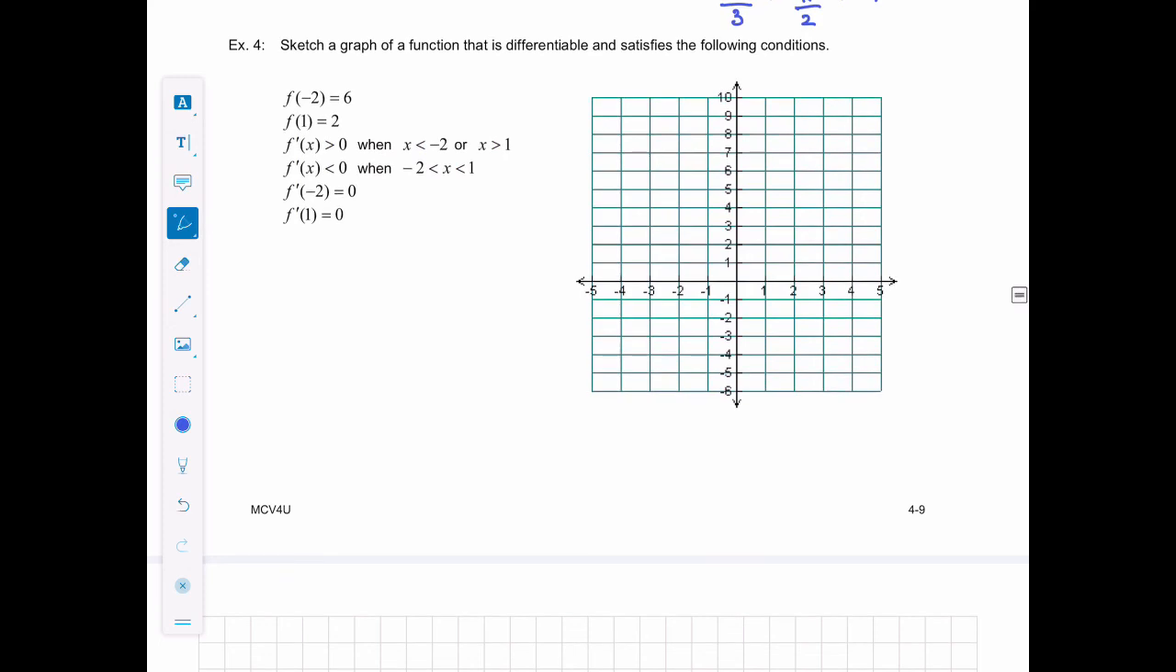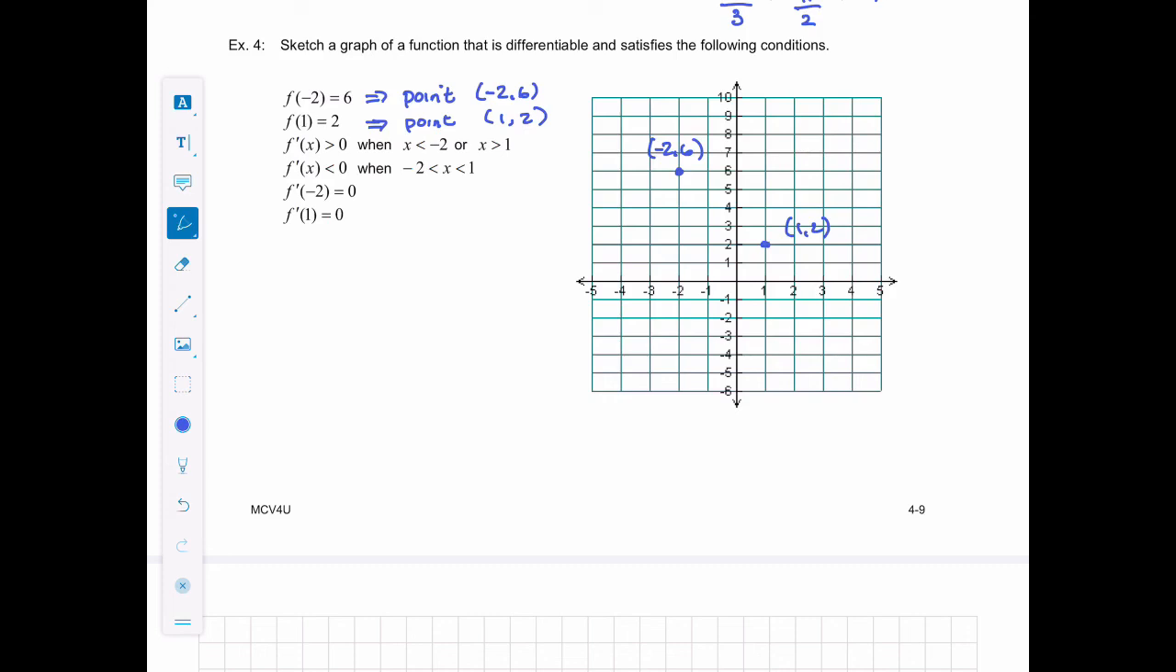For example number 4, sketch a graph of a function that is differentiable and satisfies the following conditions. These are beautiful test questions. So let's take it nice and slow. We can see that we have over here a point, right? The point that we have is negative 2 and 6. I can graph that. I have another point, and in this case, we have 1 and 2. Again, I'm going to graph that.